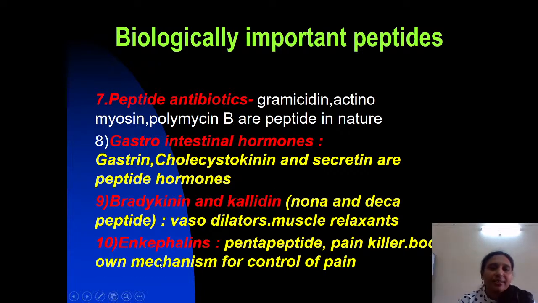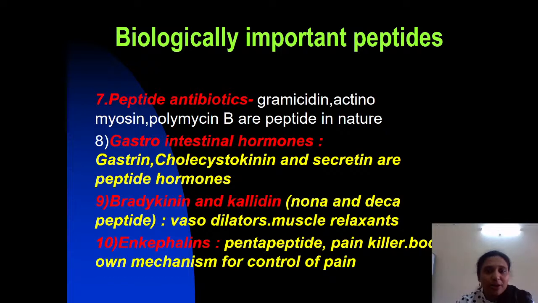And the next important biological peptides are enkephalins. Enkephalins are pentapeptides. Penta means made up of 5 amino acids. These are naturally occurring painkillers in our body. Enkephalins are peptides. So how many?